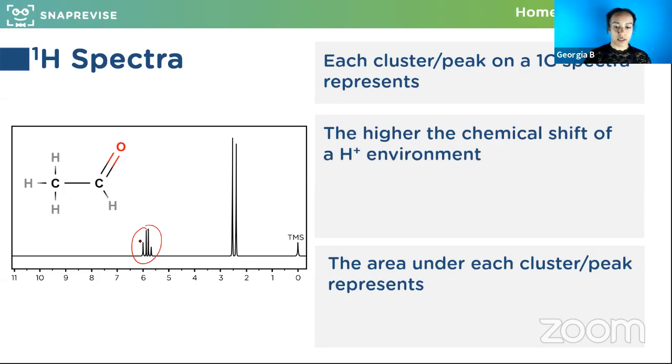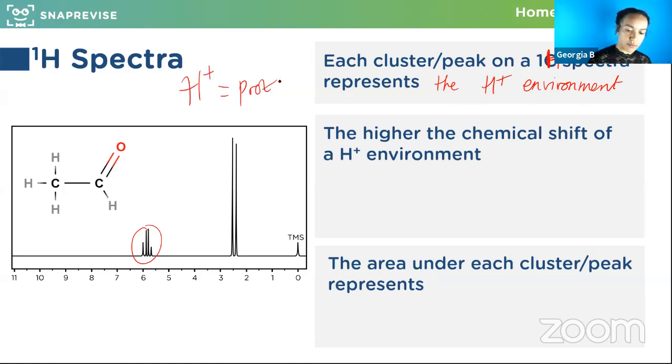Yeah, the environment of the peak. So on the H plus, that should be an H, on the proton spectrum, it's going to tell us about the proton environment. And if I keep saying proton and you're confused, just keep in mind that a hydrogen plus ion is a proton. That's just because hydrogen only has one proton and one electron. So if it's an ion, then it's just a proton.